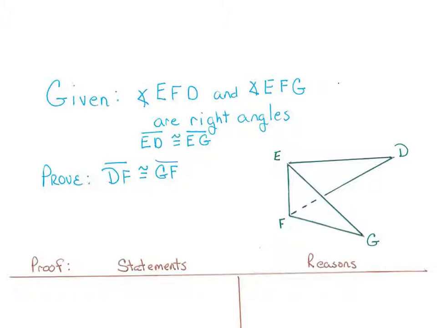So it's always a good idea to mark your diagram according to what you're given. So I'm going to try to mark that I have these right angles. I have a right angle here, and then I have a right angle here. I'm also told that segment ED is congruent to segment EG.